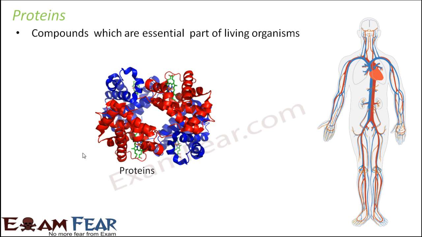Inside our body we have enzymes and hormones, and all of these play a very critical role. What are hormones? They are nothing but proteins. What are enzymes? They are again nothing but proteins. So the various chemicals which are getting secreted inside our body and playing an important role are nothing but proteins. Proteins are an essential part of living organisms. We cannot think of any life form without proteins.